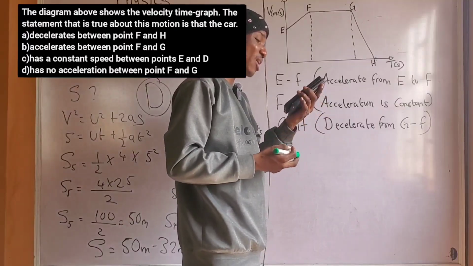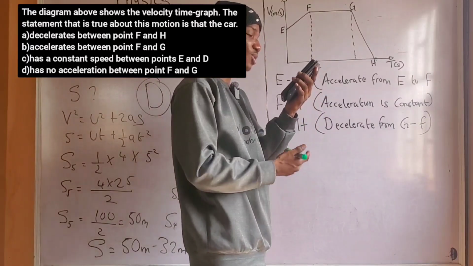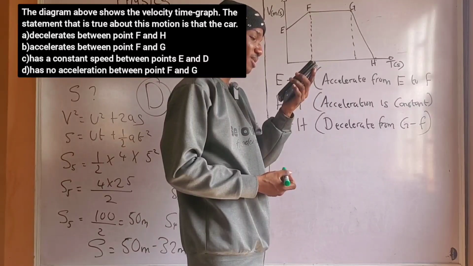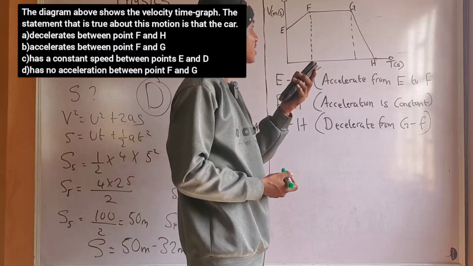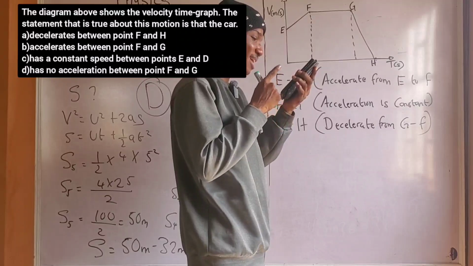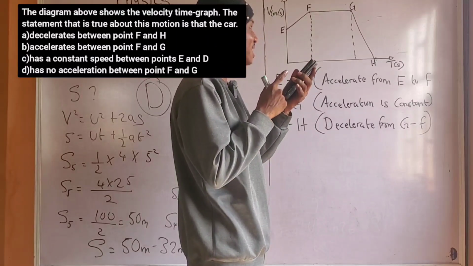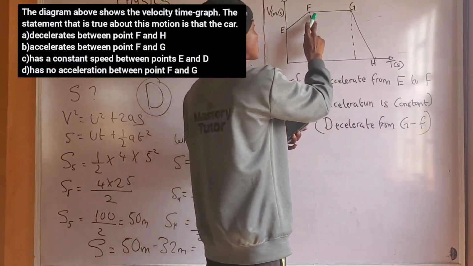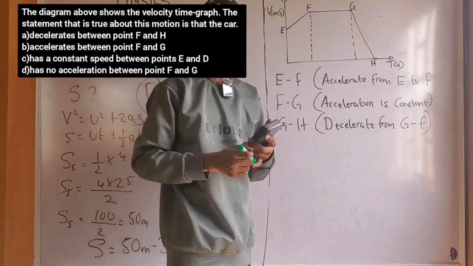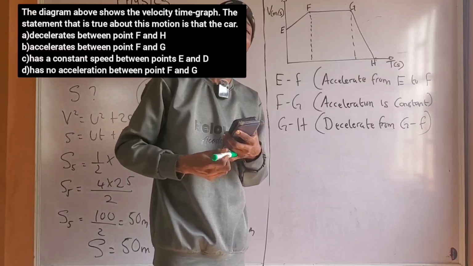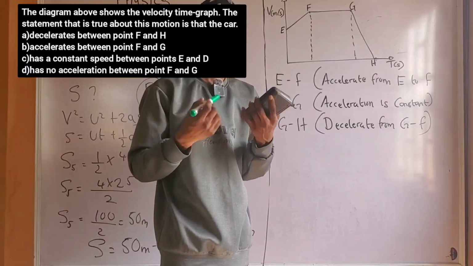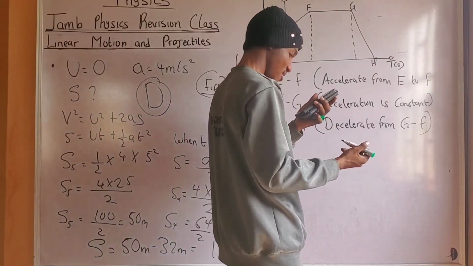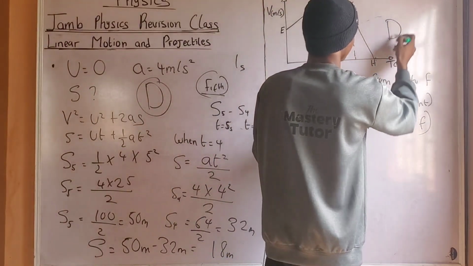Okay, so now based on what I summarized here, which of the options is correct? You will discover that option D says has no acceleration between point F and G. You can see that the acceleration is not changing. That is why you can see a straight line. Are you getting it? A straight line on a velocity time graph indicates that the acceleration is not changing. That is, the acceleration is constant. Okay, so the correct option is option D.